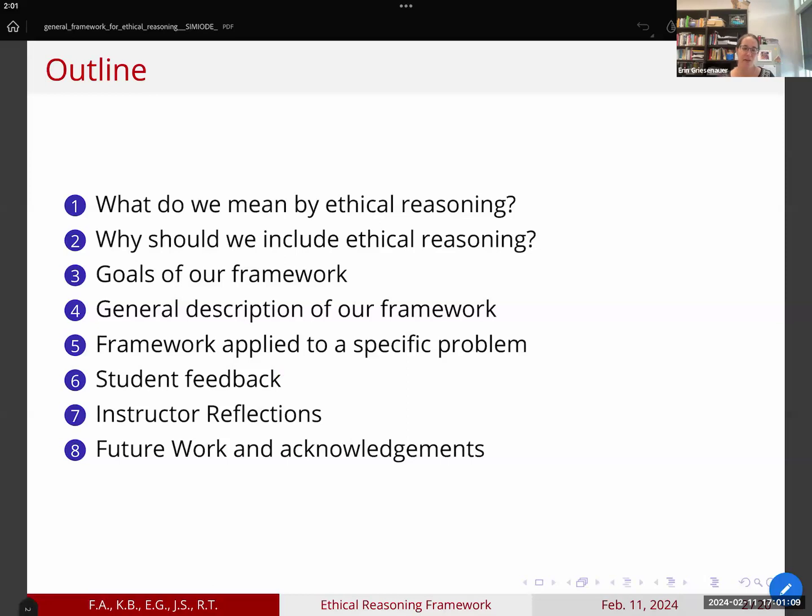Okay, so here is an outline of what we're going to talk about. The first thing we want to address is, what do we mean by ethical reasoning, and what don't we mean by ethical reasoning? We want to talk about our motivation. So why do we think it's important to include ethical reasoning when we talk about mathematical modeling? And then we'll talk about the goals of our framework and how it was designed. And I'll give a general description of our framework. And then we'll look at how this framework has been applied to a specific problem. With that, we'll have some student feedback, so some examples of student answers to the questions, but also feedback on how students felt about being asked to think about ethical reasoning in a math class. We also have some instructor reflections on the process, and then we'll end with some future work that we plan on doing and acknowledgements about what brought us all together.